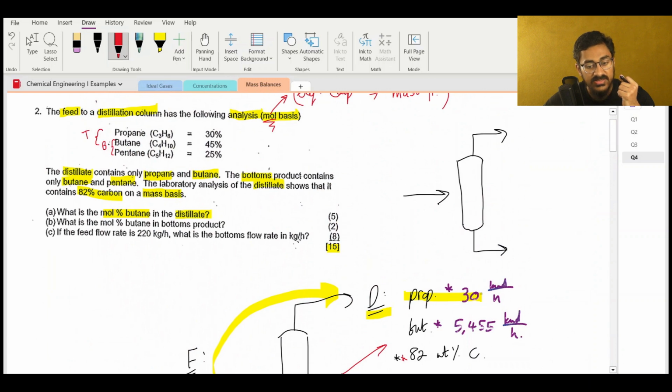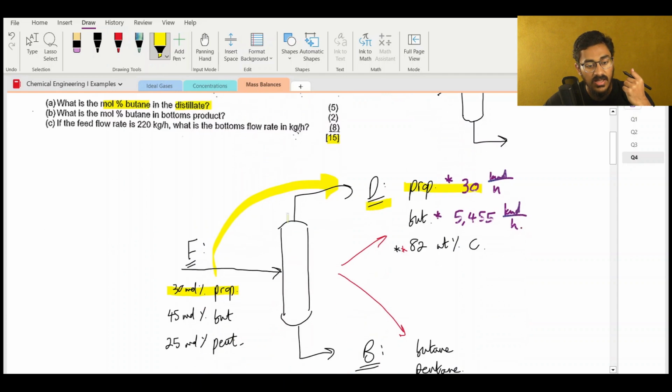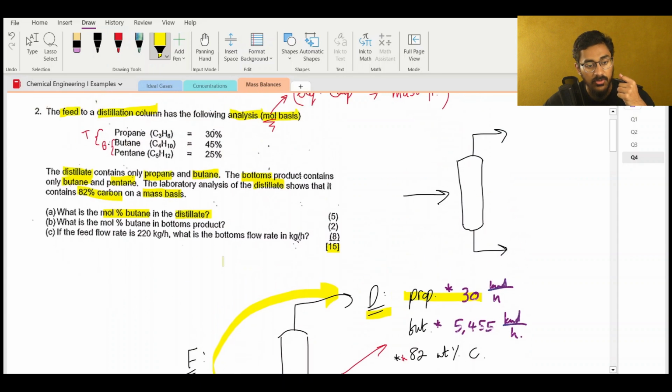Okay, and remember this 30 kilomoles per hour only applies if my basis of feed is 100 kilograms per hour. Because what you'll see later on is that they tell me that the feed flow rate is 220. And in that case, my basis has now changed. So the only thing applicable is my percentages. But in terms of actual flow rates, for question C, I can't use any of the flow rates I assumed previously. All right. The next thing they say to me is, what is the mole percentage?